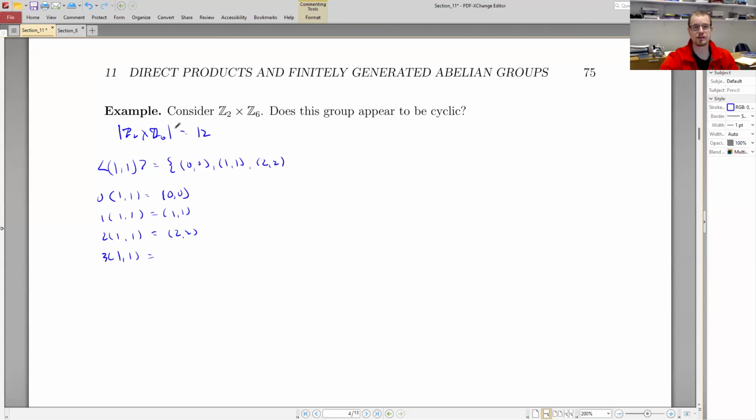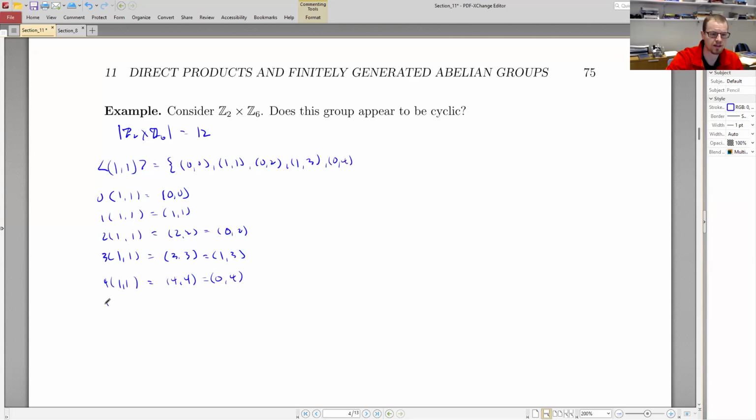Oh, actually, you know what? This is Z2 cross Z6. I was in my mind here thinking that we were still in Z3 cross Z4. So this is not 2, 2. That's 0, 2 here. 3 times 1, 1 is, let's see here, 3 modulo 2 is 1, 3 mod 6 is still 3. So we have 1, 3. 4 times 1, 1 is 4, 4. 4 modulo 2 is 0. 4 modulo 6 is still 4.